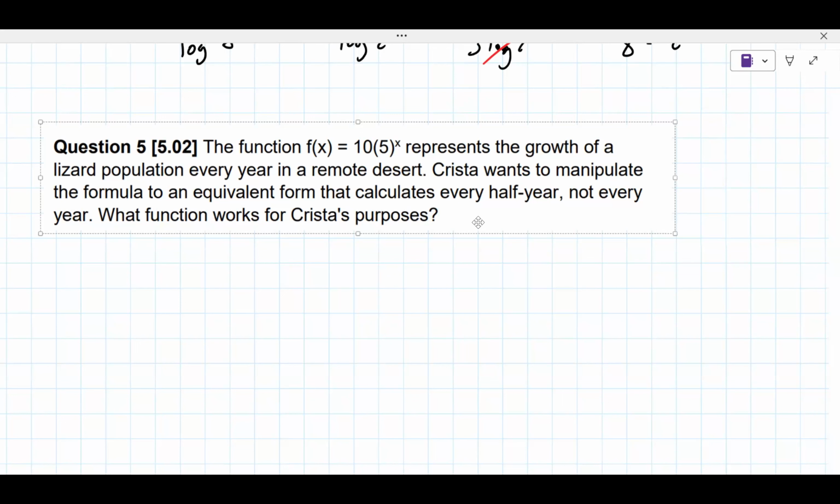Function. Okay, so the function represents the growth function every year. Dr. Krista wants to manipulate the formula to an equivalent form that calculates every half year, not every year. What function works for Krista's purpose? Okay, this is a pretty complicated question. Do you actually think you're gonna get something like this on your exam?